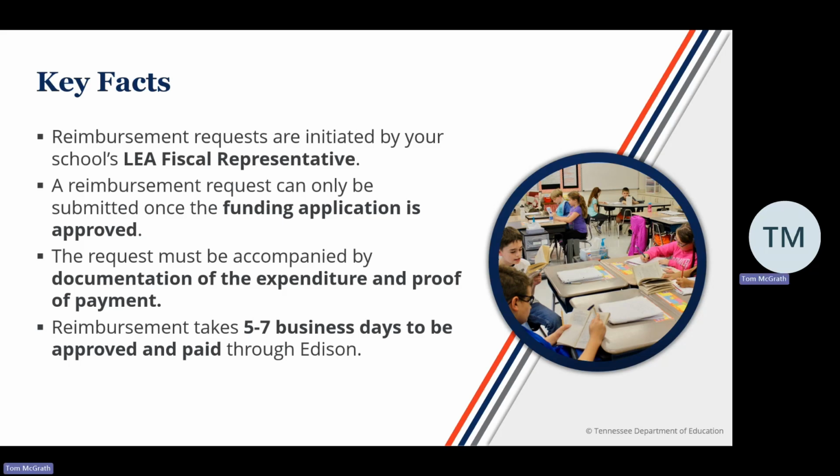A reimbursement request can only be submitted once the funding application is approved. If you haven't yet completed your funding application and need assistance, please see the funding application webinar on the Charter Grants website or your grants recipient guide. The request must be accompanied by documentation of the expenditure and a proof of payment. Reimbursements typically take 5 to 7 business days to be approved and paid through Edison.